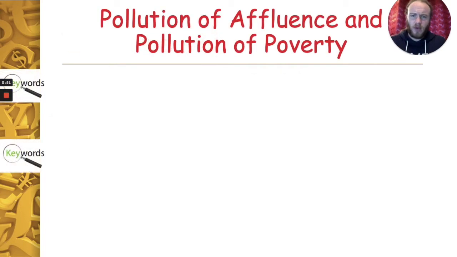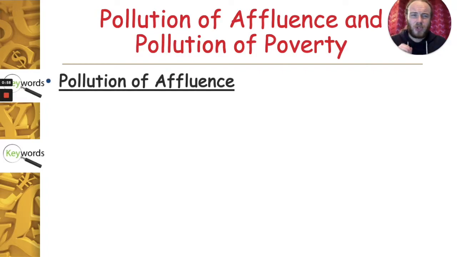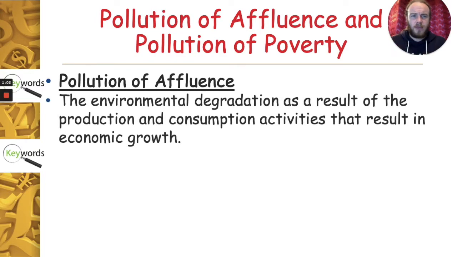So, before we get started, let's look at the difference between pollution of affluence and pollution of poverty. Okay, so what do you think pollution of affluence means? So think of affluent being rich, as it were. So this is the environmental degradation as a result of production consumption activities that result in economic growth. Okay, so it's a result of the economy. So due to the economy doing well, because of economic growth, we are increasing pollution and degrading the environment as a result. So as a victim of our economic growth, we end up creating pollution for the economy.